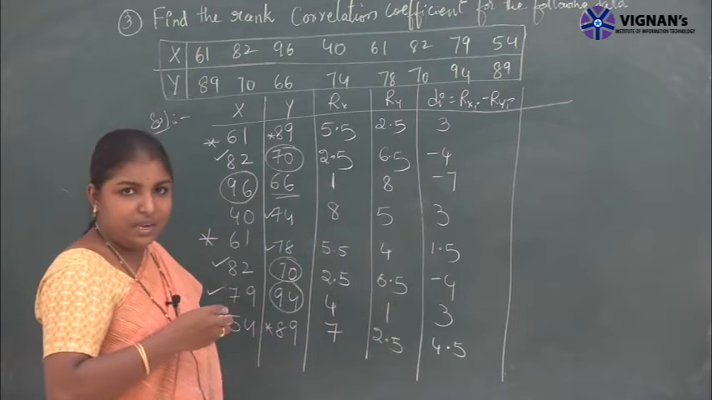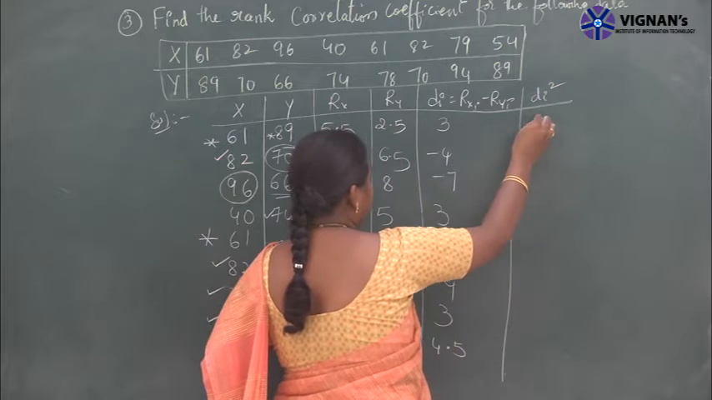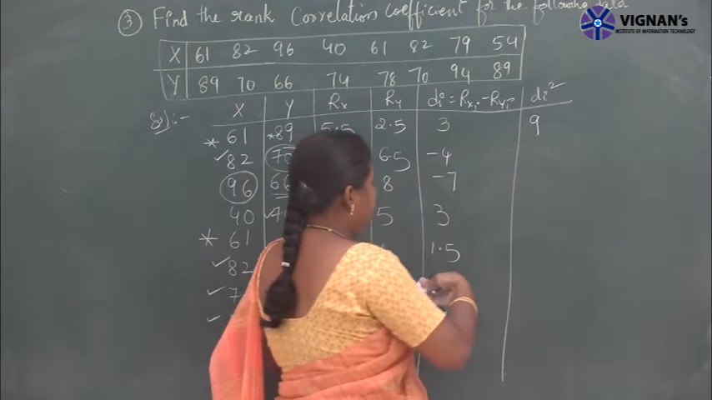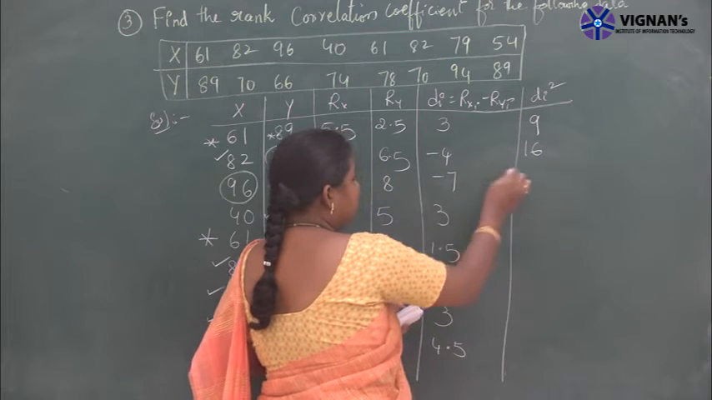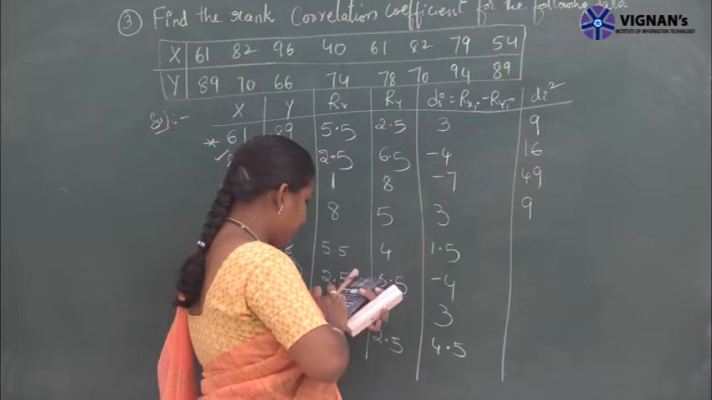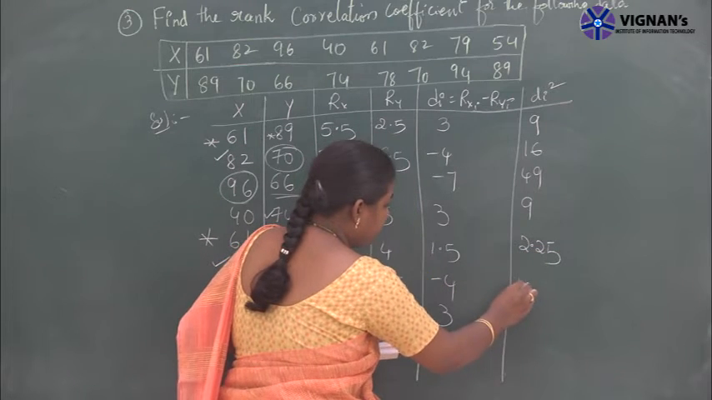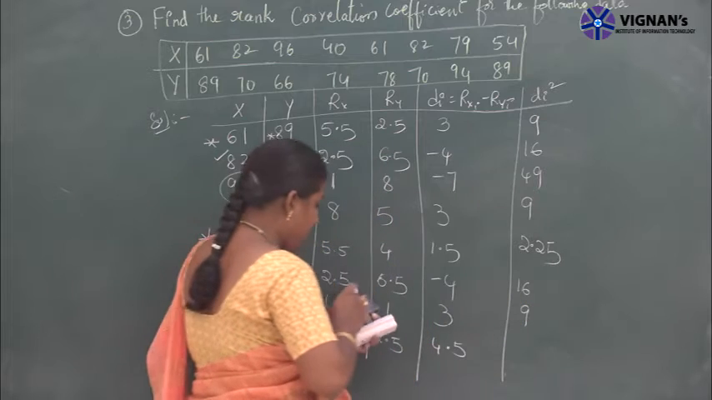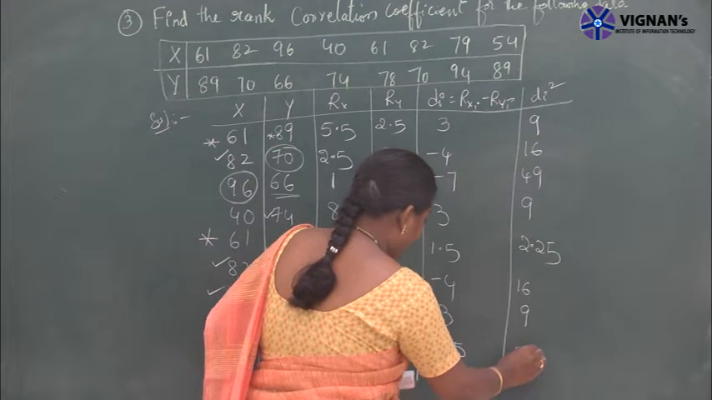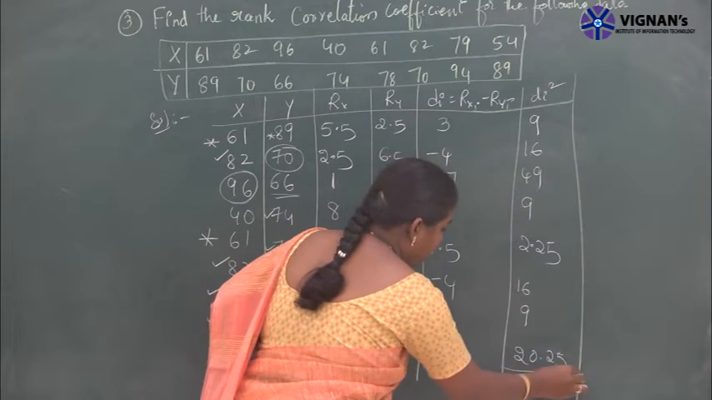So now we are squaring this one. We get di square. So di square is 3 square 9, minus 4 whole square 16, minus 4 whole square 16, 7 square 49, 3 square 9, 1.5 square 2.25, minus 4 square 16, 3 square 9, 4.5 square, that is 20.25. Okay. So now we are taking the summation of this one.